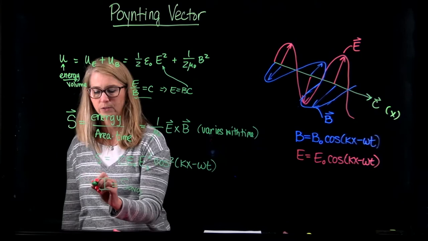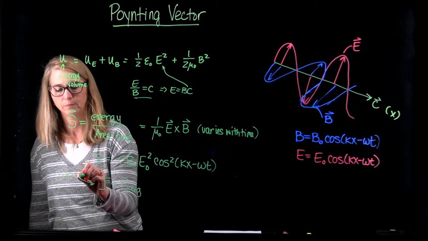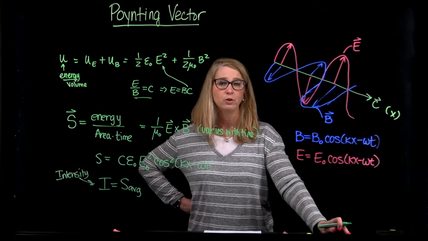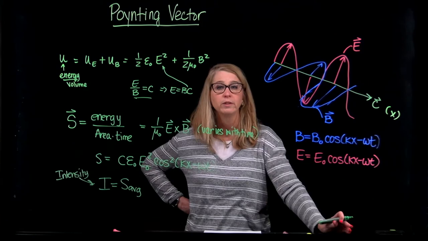Now, this quantity here we call the intensity. Intensity and the average value for the Poynting vector are exactly the same thing. It's just that sometimes you'll be told the intensity is this, and you have to remember that that actually means the average value for the Poynting vector.